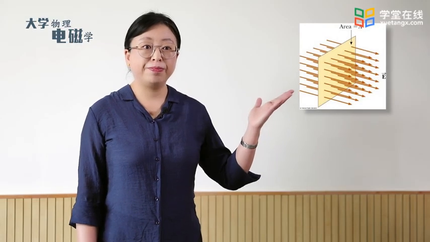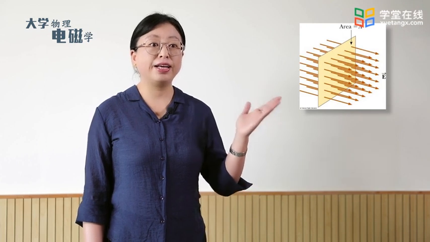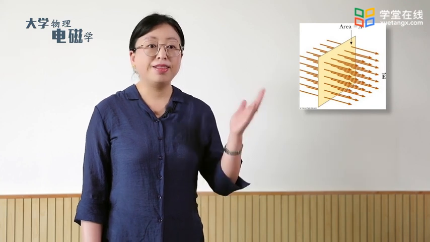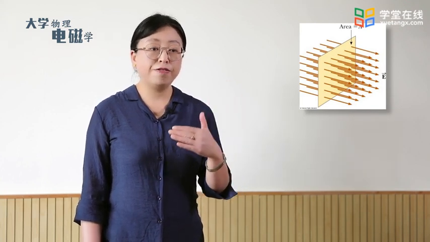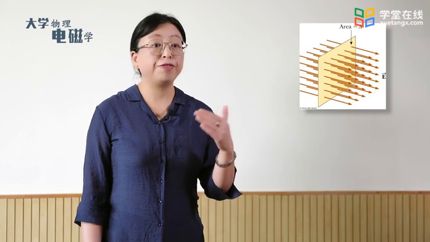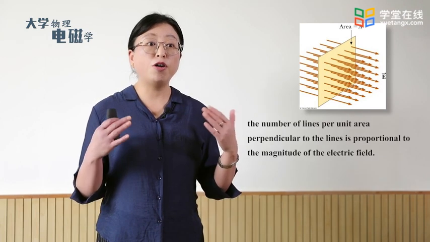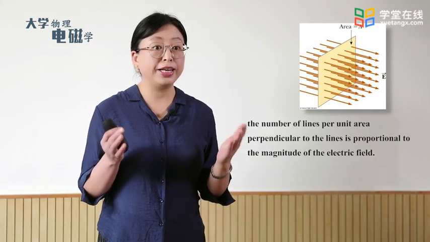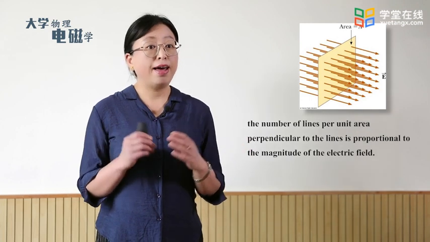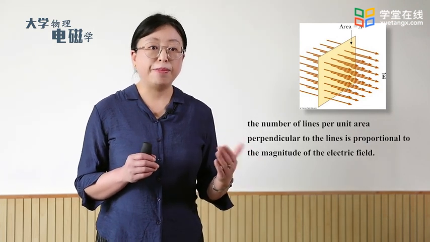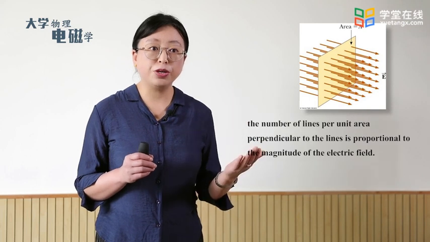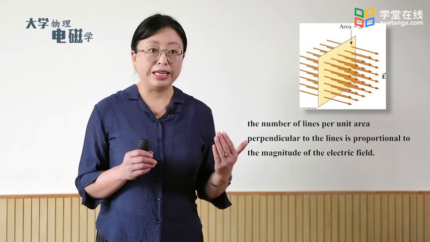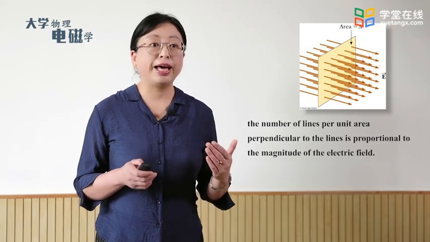Please look at this figure. The field lines are parallel and equidistant lines, suggesting the field is uniform. The lines are going through the surface of this area perpendicular to the field. We know the number of lines per unit area perpendicular to the lines is proportional to the magnitude of the electric field. Hence, the total number of lines penetrating the surface is proportional to the product of the magnitude of the electric field, E, and surface area, A.